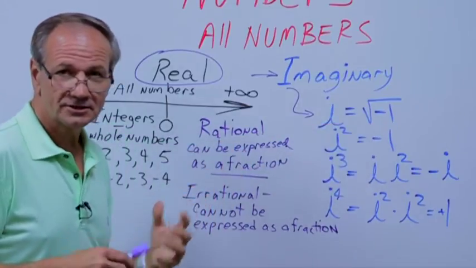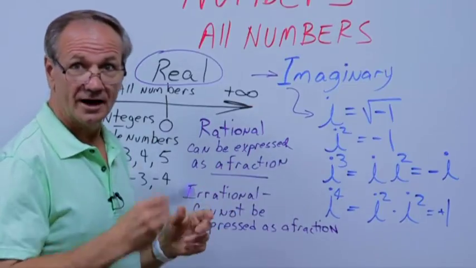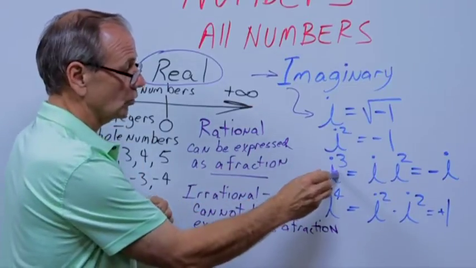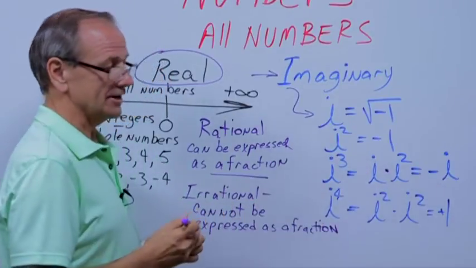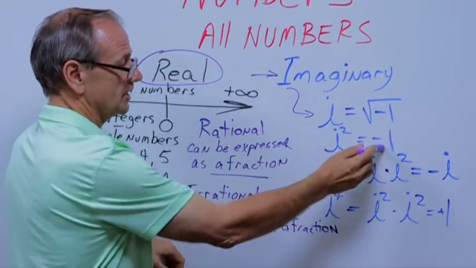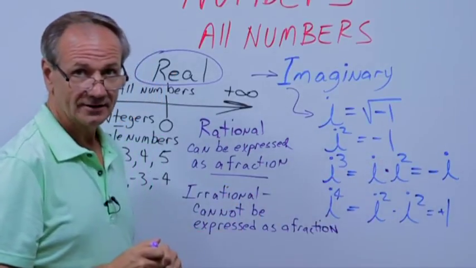Now, some of the things that the ACT expects you to know is that if i squared is equal to -1, i cubed would actually be i times i squared. Well, i squared is -1, so now we just get -1 times i, which is -i.